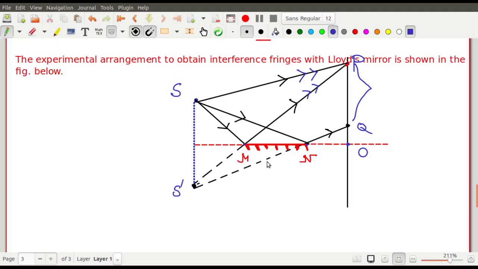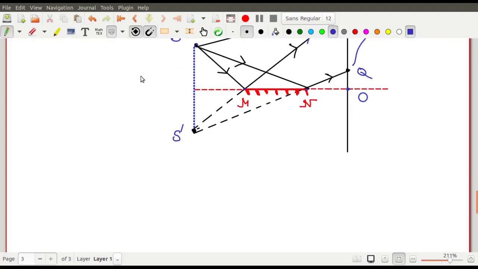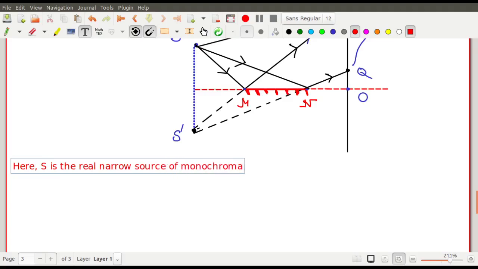So let us write a few lines about it and then I will move on to the further discussion of this Lloyd's mirror. Lloyd's mirror has some historical importance in the discussion of interference. Let us proceed. So here capital S is the real narrow source of monochromatic light, right?